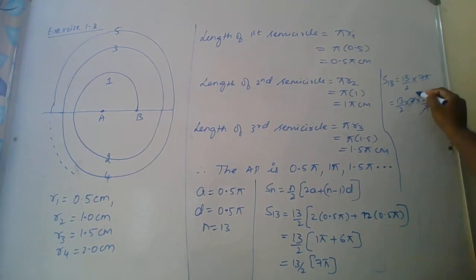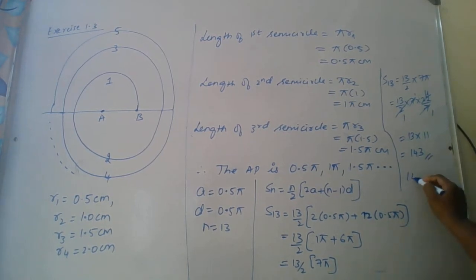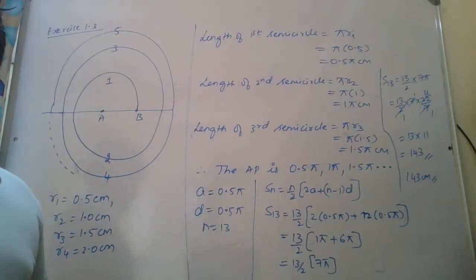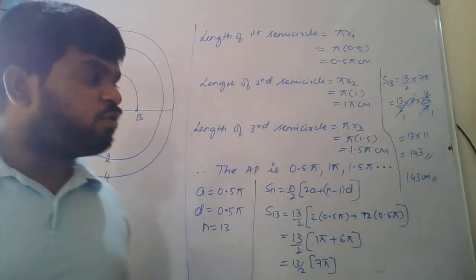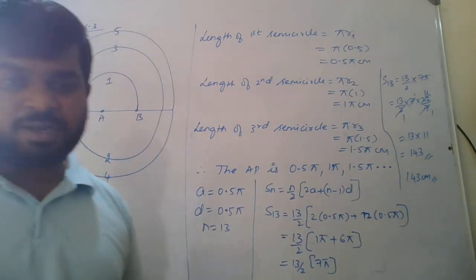7 ones are 7, 7 twos are 2 ones are 2, 2 elevens are 22. So we have got 13 into 11, which gives us 143. Which means the total length is 143 centimeters. If you add all the lengths of the 13 semicircles that we have, we get 143 centimeters.